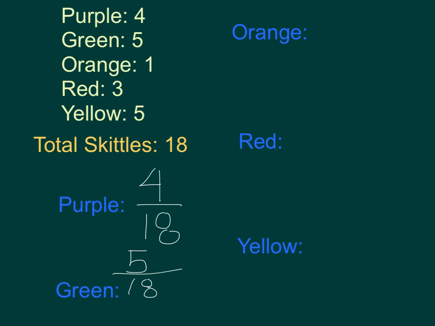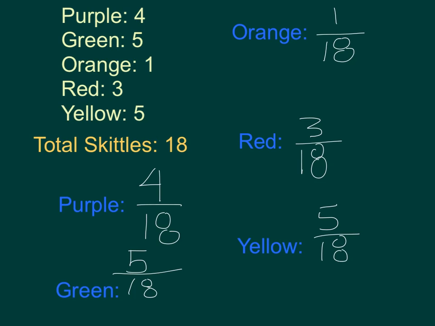For the orange one, I only had 1 orange Skittle. So the orange Skittles represent 1/18 of my bag of Skittles. Red Skittles, there were 3. So red makes up 3/18 of my bag of Skittles. Yellow Skittles, just like the green, there were 5. So the yellow Skittles represent 5/18 of my entire bag of Skittles.